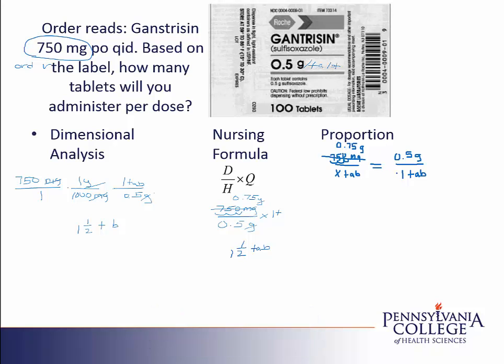I use the cross product on my first diagonal. I get 0.75, and that equals 0.5x. Divide both sides by 0.5 to isolate the variable. The 0.5's cancel, and I have x equals 1.5. And when I look back at my original proportion, the x had a label of tablets, so this is 1.5 tablets.